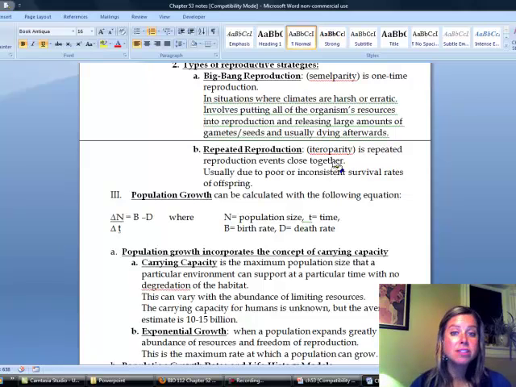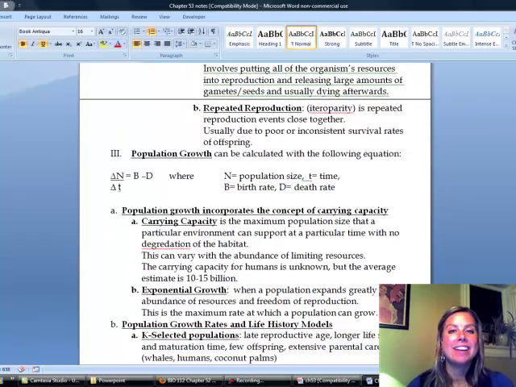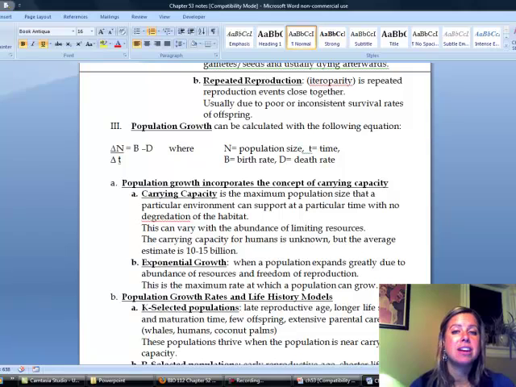So going along with that, populations are going to grow, and they can also go down in numbers. They can decrease. The way that you figure out if a population is growing is you just basically take the birth rate minus the death rate, and that can tell you if it's growing or getting smaller.